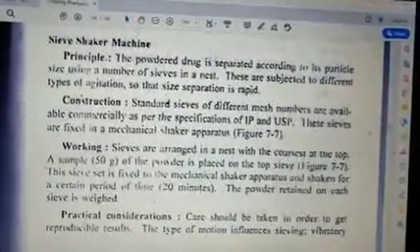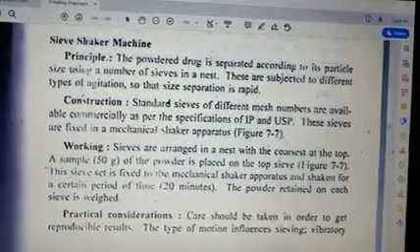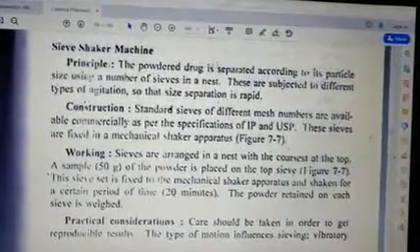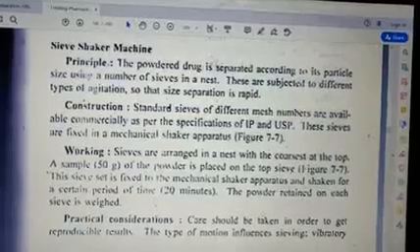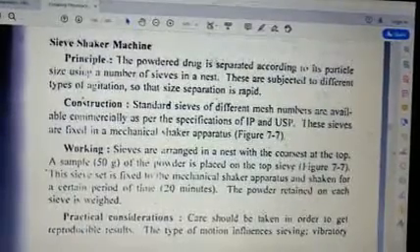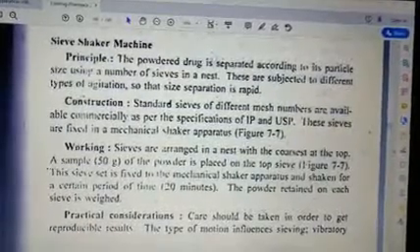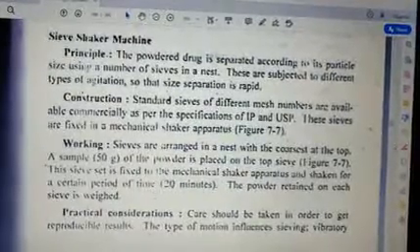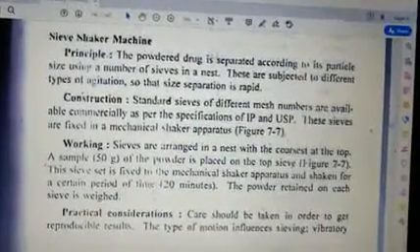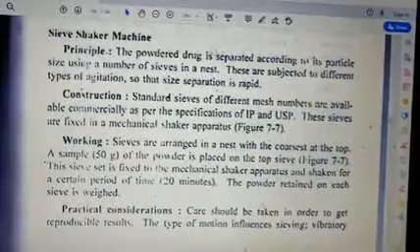Now agitation methods, mechanism also you have studied. So there are different mechanisms, gyration, vibration and all. So that size separation is rapid. What is the construction? Standard sieves are available as per specifications of Indian Pharmacopoeia or USP.